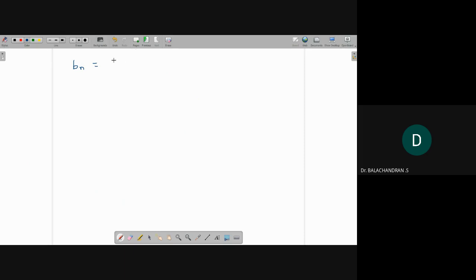Okay, so that means I need to solve the problem. Anyway, I'm going to solve this one. So b n is 1 by pi integration from 0 to 2 pi, f of x, that is x into sin x into sin n x into dx. Because the function f of x is x sin x into sin n pi x by l, l is pi, so pi gets cancelled.